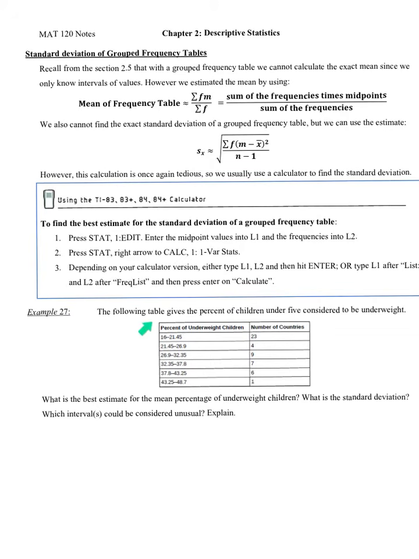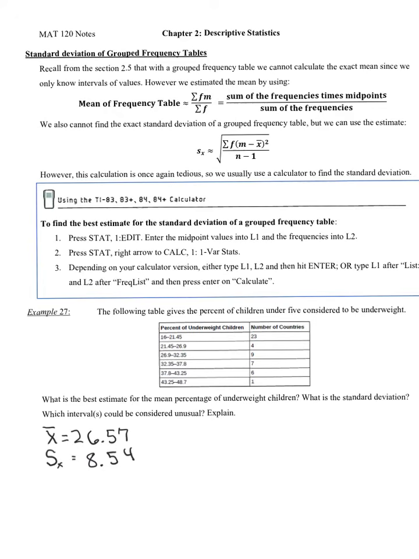Using our graphing calculator and entering this data in the list, we will find our sample mean to be about 26.57, and we'll have our sample standard deviation about 8.54.